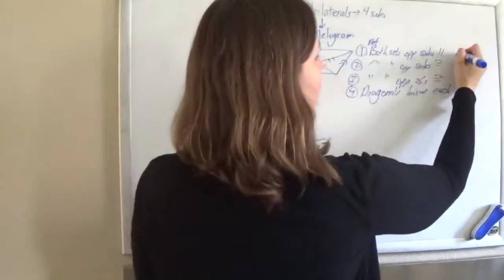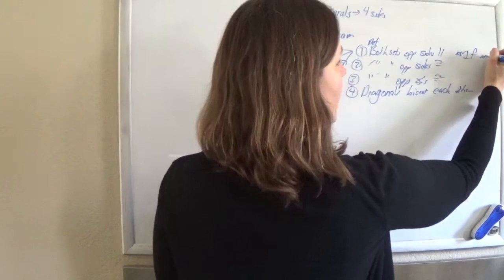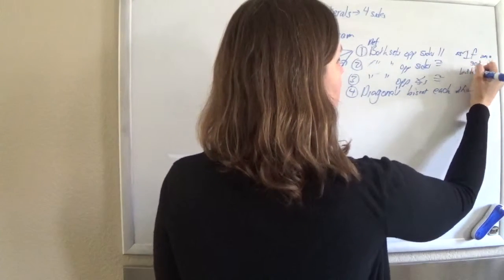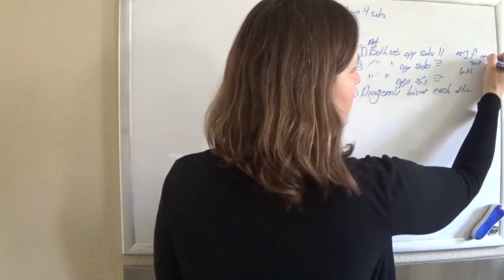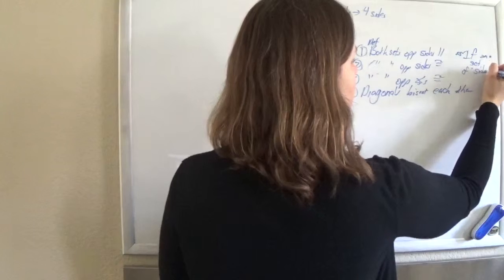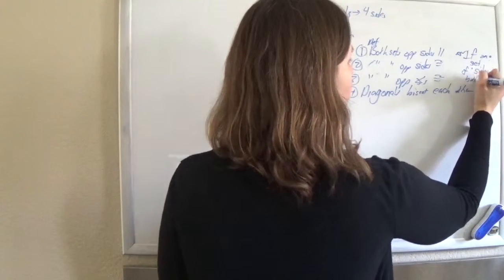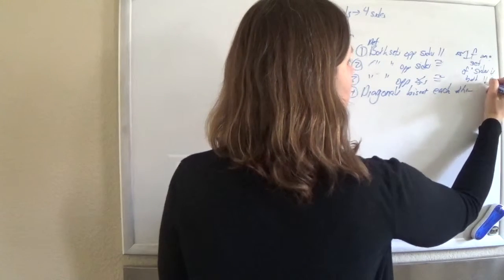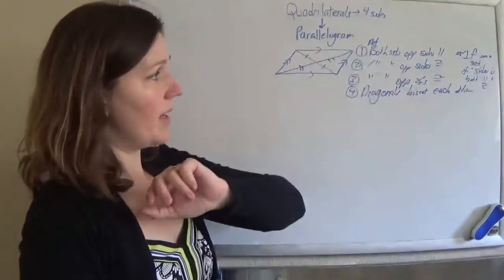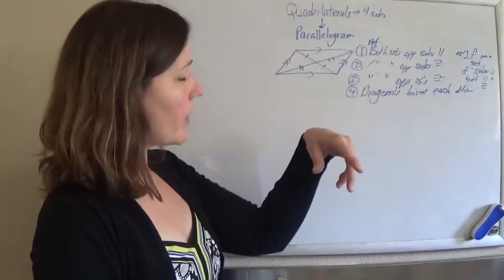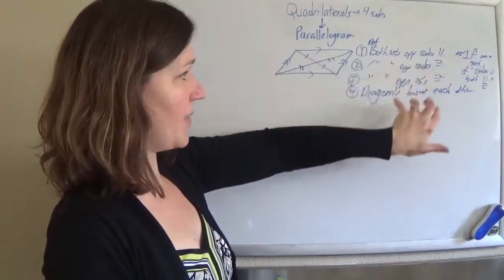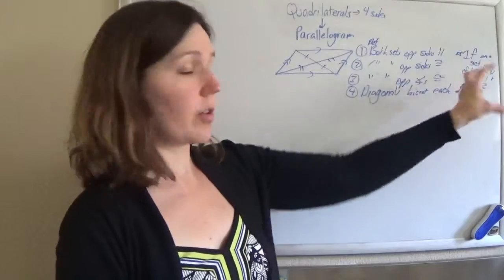You also have if one set of sides is both parallel and congruent. If you can prove that, that'll prove that it's a parallelogram. So best way is by the definition, but a lot of times it's faster to use one of these theorems.